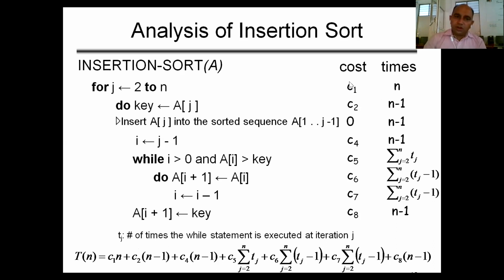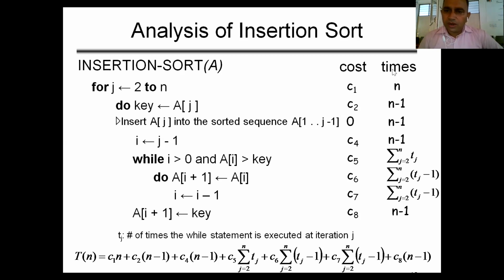Now let's understand the first column, cost. For example, we have assumed that C1, C2, C4, C5, C6, C7, C8 are the costs of these algorithm lines for executing one time by the compiler. The cost of this line is zero because this is a comment line. We know that a comment line is not executed by the compiler, so its cost will be zero.